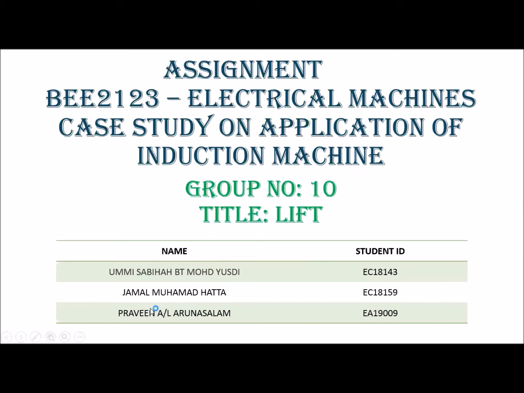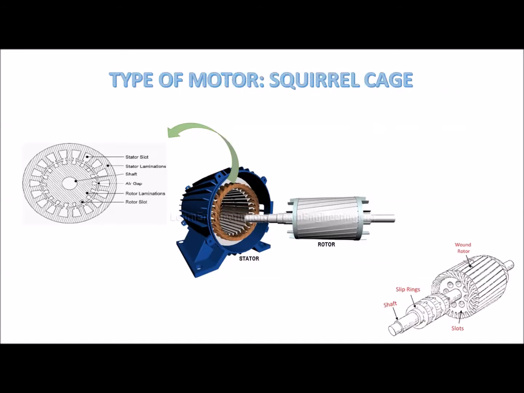Today, Ummi, Jamal and Pravin are going to present our assignment, Electrical Machines Case Study on Applications of Induction Machine. The title that we chose is Lift. The type of motor used in a lift is a squirrel cage. Why do we use a squirrel cage compared to the wound rotor?